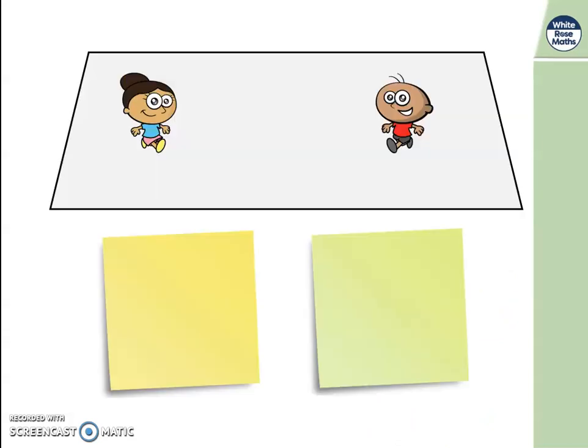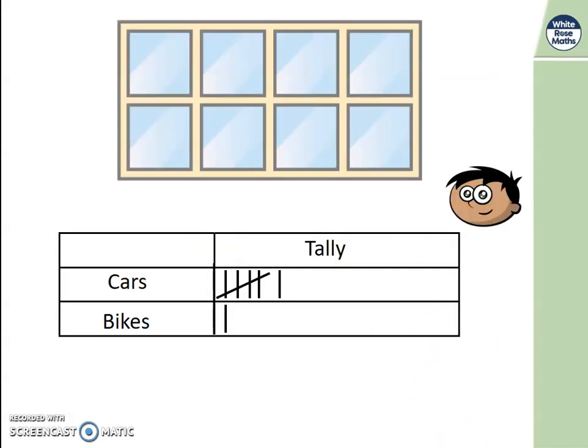Well done. Perfect. So how many cars did we see? We know that this is worth 5, so we've crossed through it. So 5, 6. And how many bikes did we see? We just saw the 1 bike.